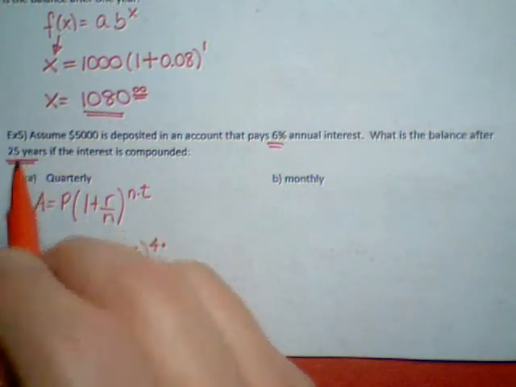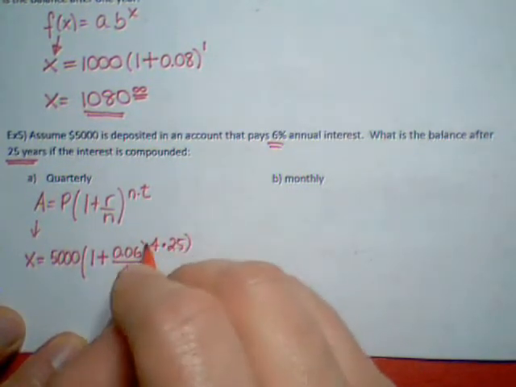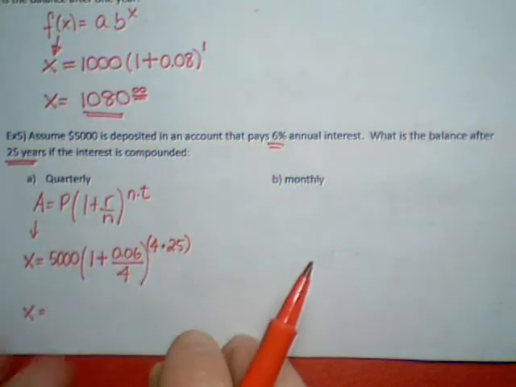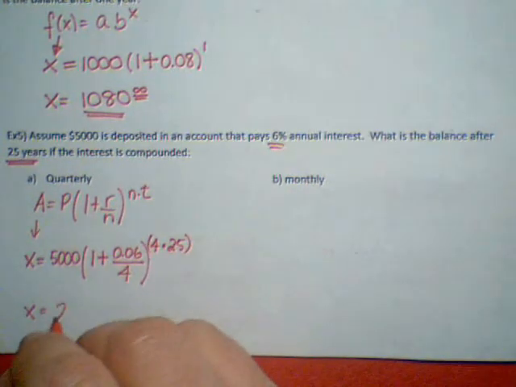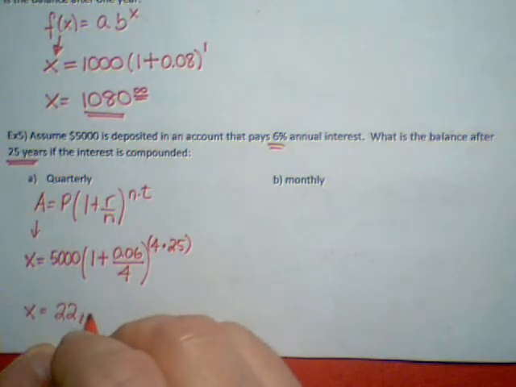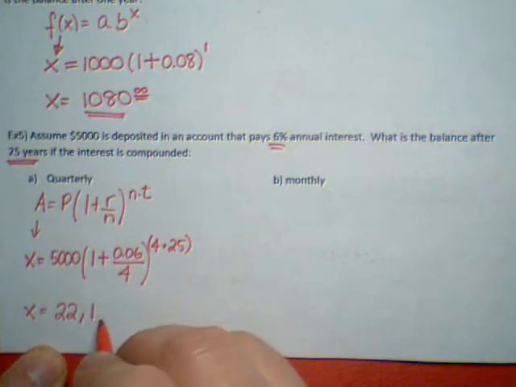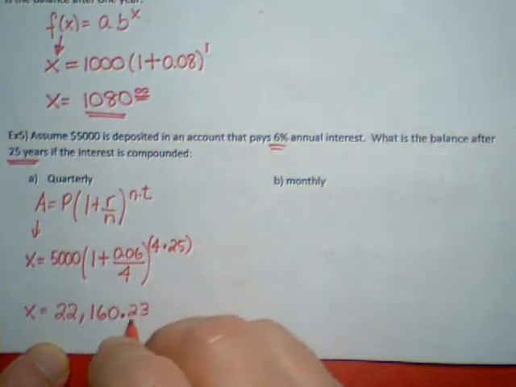And now we want to know our balance in 25 years. Make sure you put parentheses there. And if you plug this in as it is on your calculator, you should get a total of $22,160.23.